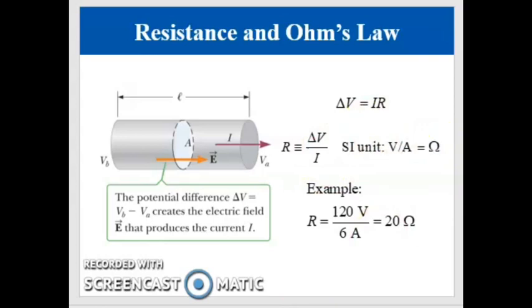If the potential difference of 1 volt across a conductor produces a current of 1 ampere, the resistance of the conductor is 1 ohm. For example, if an electrical appliance connected to a 120 volt source carries a current of 6 ampere, its resistance is 20 ohm. R equals to delta V over I. 120 volt divided by 6 ampere will give us 20 ohm of resistance.